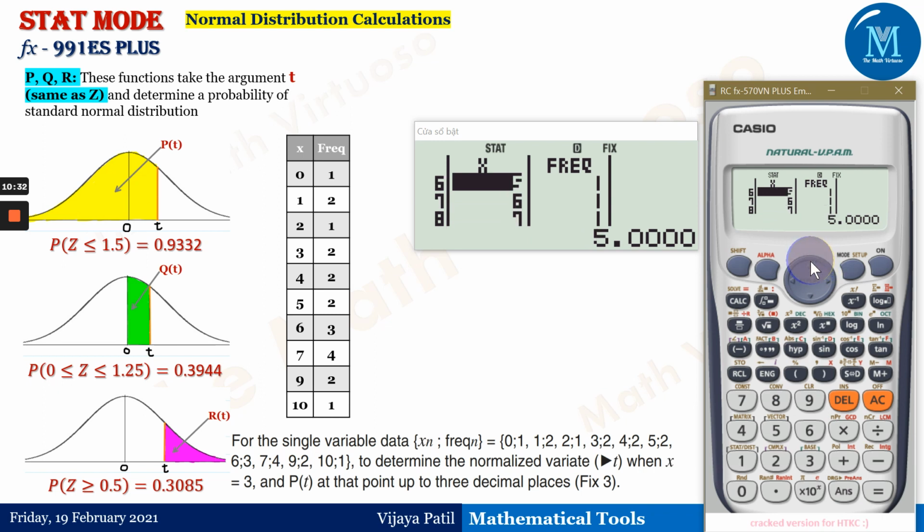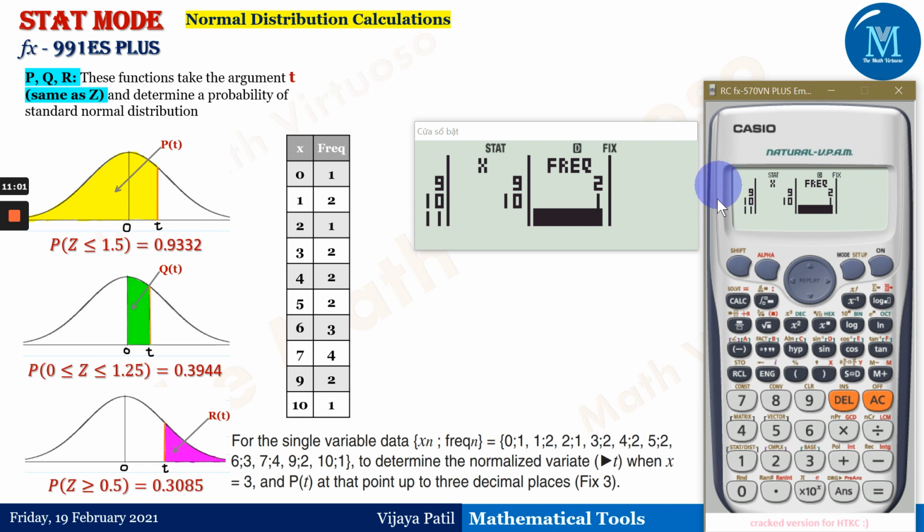Now we have to fill up the values of the frequencies, right? Values of the frequency. So I have to go to the next column, frequency. So it's 1 equals to, 2 equals to, 1 equals to, 2 equals to, 2 equals to, 2 equals to, 3 equals to, 4 equals to, 2 equals to, and for this 10 we have got the value 1 equals to. So we have got this.